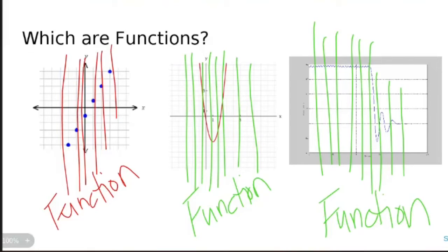Good job, me. Good job coming up with possible answers.